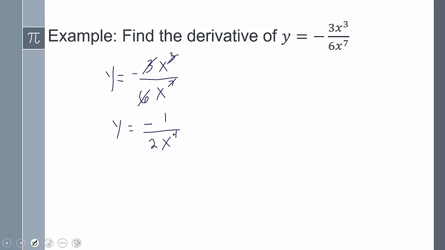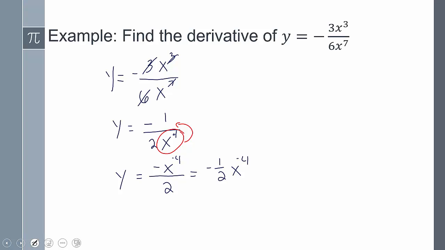So once again, I can bring this to the top. Now notice what I'm bringing to the top. It's just that value that gets brought to the top. So then y equals negative x to the negative 4th over 2. So now I can take the derivative. Maybe another way of looking at this, I can say negative 1/2 x to the negative 4th.